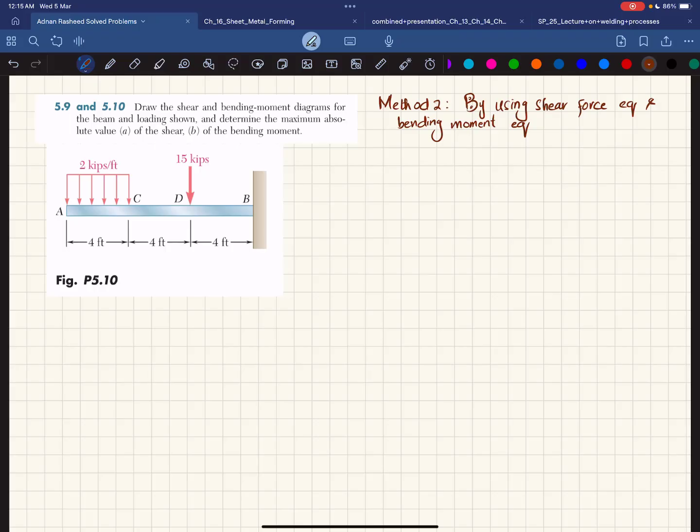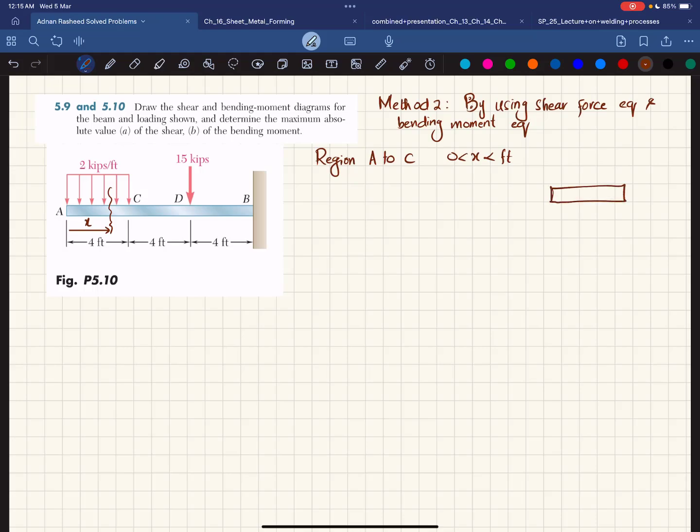You can see you have three regions: from A to C, from C to D, and from D to B. So first we will take region A to C. Now A to C means that X is greater than 0 and less than 4 feet. So this is the region A to C. What we will do is cut this beam at a distance of X, where X is greater than 0 and less than 4 feet, and we will draw the shear free body diagram.